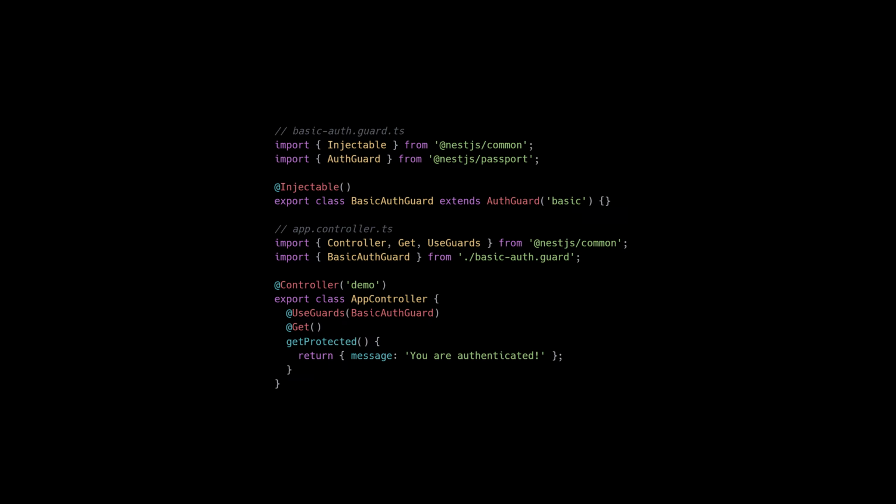Now, there is an execution order in which the guards will be executed. First of all, we have global guards. They execute first, then controller guards. The third are route guards. And note that all guards must return true for requests to proceed. Also, note that the execution context provides access to the current request in guards.